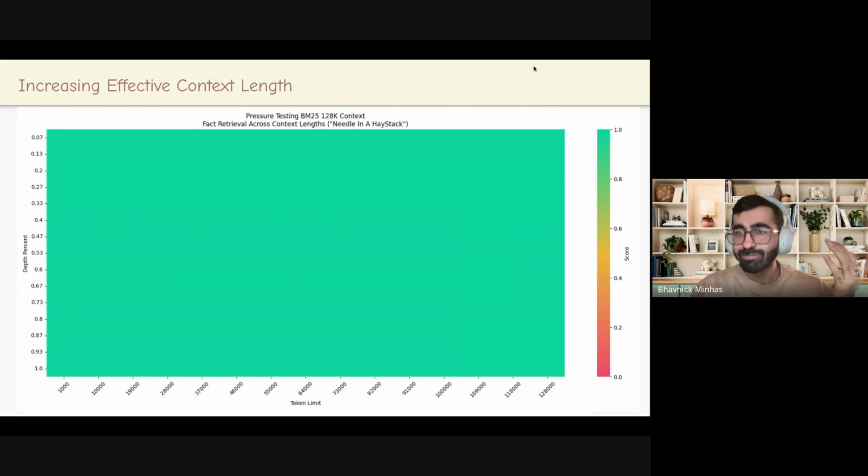Yeah, and sorry, this is what the diagram for BM25 looks like. And it's all green. So that's because it's a retrieval algorithm. And with retrieval, you can actually get something like this.